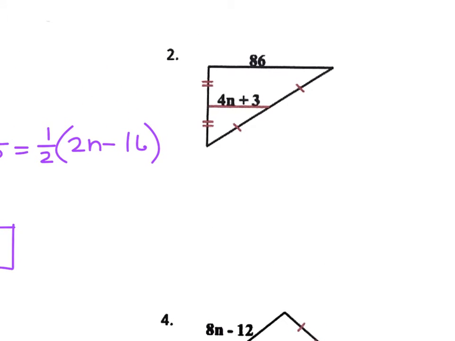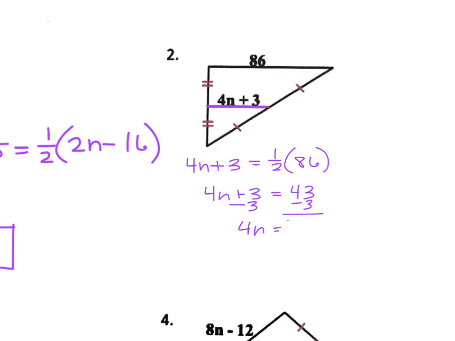Number 2, I would do it this way. I would do 4n plus 3 equals half of 86. You don't have to. You could double the 4n plus 3, but this would be 4n plus 3 equals 43. Take away the 3. So 4n equals 40, and divide by 4. So n would be 10. Okay? Questions on those thus far?